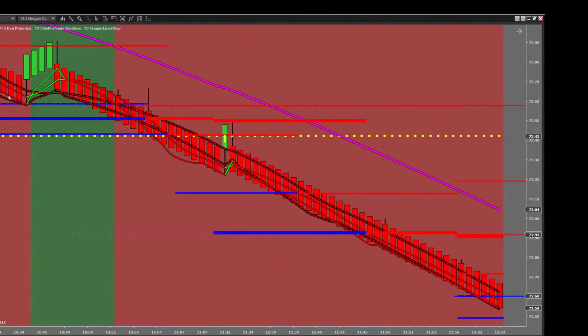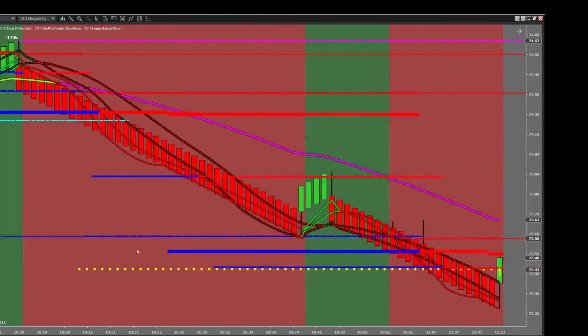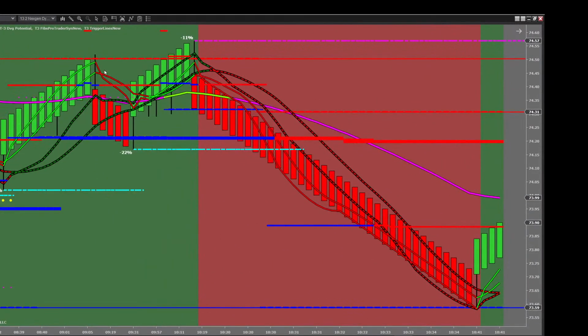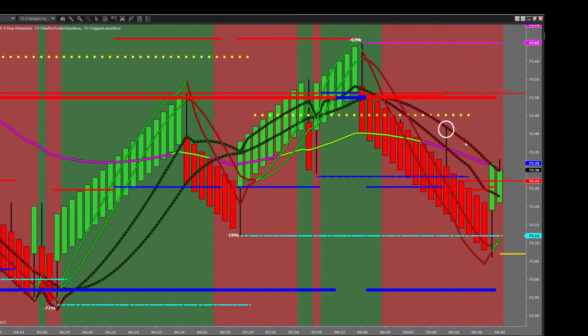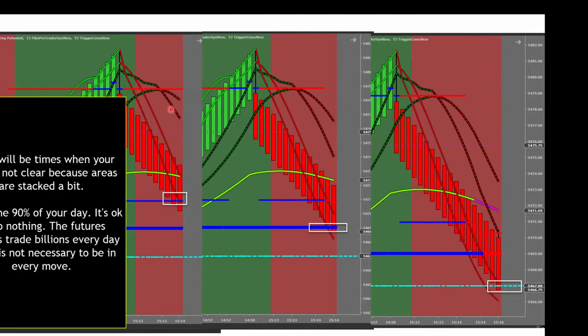Wow, the market just kept stopping right on areas. You guys are so lucky to have these areas. Look at that. Bing, bang, boom. But you're going to see these scenarios all day long. Potential, potential, broken, termination. You've got to commit them to memory.